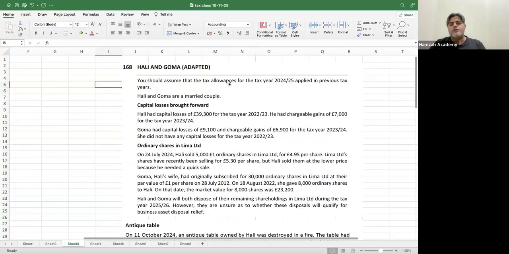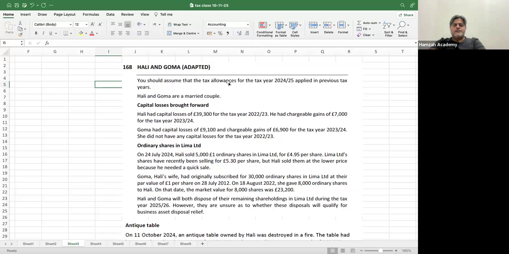Now, you should assume that the tax allowances for the tax year 24-25 are applied in the previous tax years. Holly and Goma are a married couple. Capital losses brought forward: Holly had capital losses of 39,300 for the tax year 22-23. He had chargeable gains of 7,000 for the tax year 23-24.